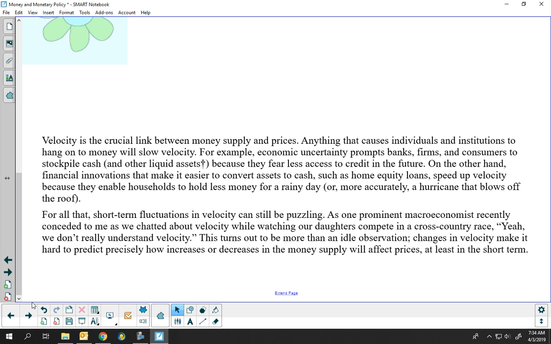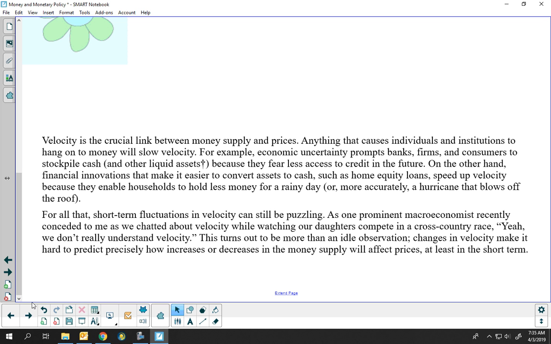Velocity, so that V part of the equation, is the crucial link between money supply and prices. Anything that causes individuals and institutions to hang on to money will slow velocity. For example, economic uncertainty causes banks, firms, and consumers to stockpile cash and other liquid assets because they fear less access to credit in the future. Just like if people are scared. On the other hand, financial innovations that make it easier to convert assets to cash, such as home equity, will speed up velocity because they enable households to hold less money for a rainy day, or more accurately, a hurricane that blows through. For all of that, short-term fluctuations in velocity can still be puzzling.